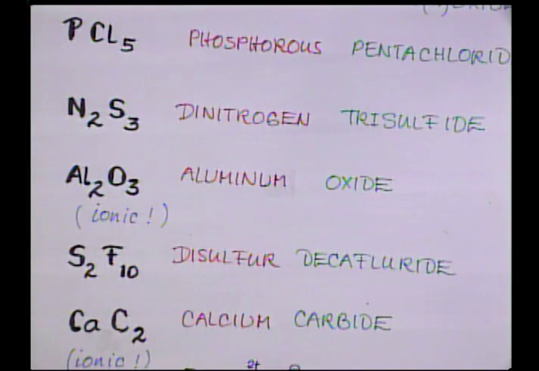Al2O3. So we don't say dialuminum trioxide here, no, because it's an ionic substance and we are not supposed to mention the subscripts. So we just say aluminum oxide. Now aluminum just has one charge, it's only 3 plus, so therefore we don't have to use Roman numerals.